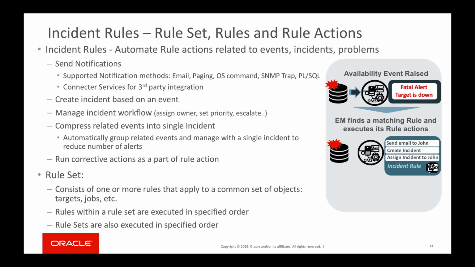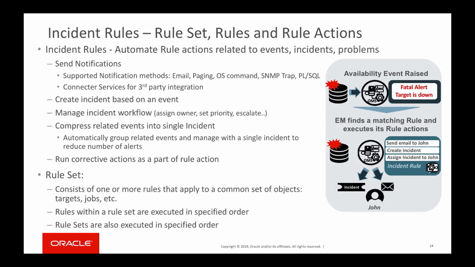And the rule set is a kind of container of rules. Within a rule set, there could be one or more rules, and a rule also has a list of rule actions. But in short, the rule mechanism gets triggered at the event occurrence and instructs EM what to do to handle such an event. Once Enterprise Manager finds a matching rule, it executes the rule actions. So in this example, an email notification was sent to John. Also, an incident was created, and that was also assigned to John, who is the DBA for this target.